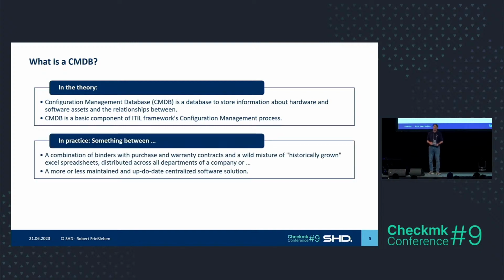What does it look like in practice? From my experience, I can tell you there is a huge variation. It starts with a crowd of folders with purchase and warranty contracts combined with some historically grown Excel sheets written by the trainee, split over the whole company. Nobody knows where, nobody knows how up to date they are. But on the other side, there are companies who are using a very well maintained and up to date centralized software solution. And of course, we all want the second solution, don't we?